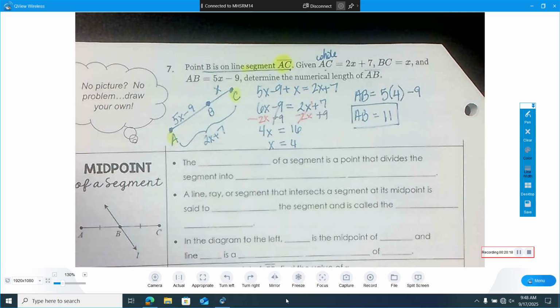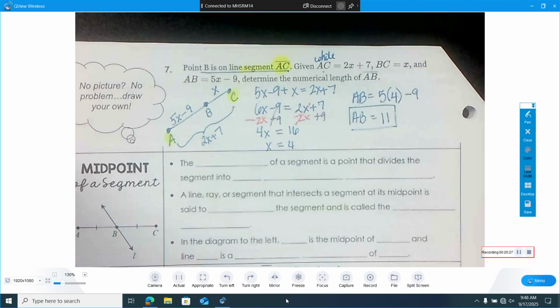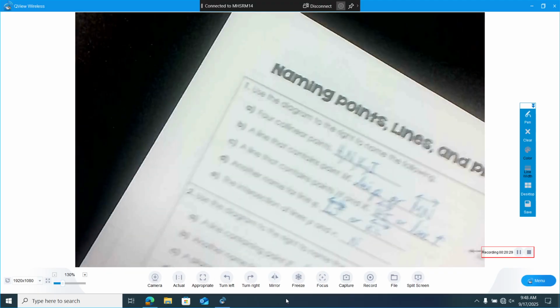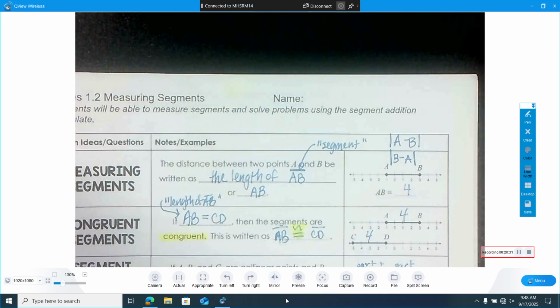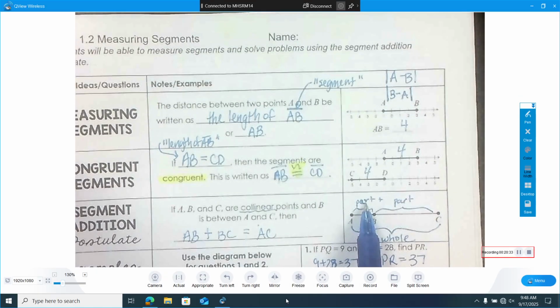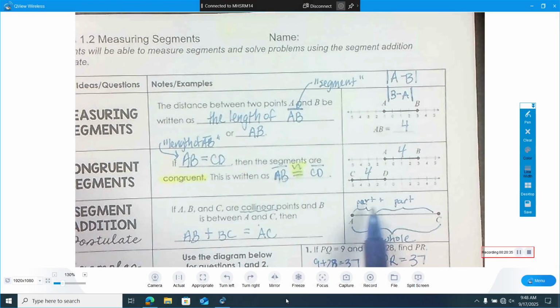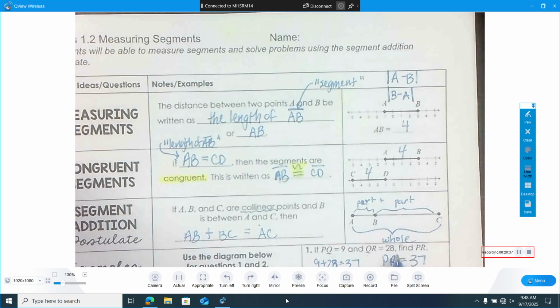Do you guys have any questions for me? What's the segment addition postulate? In the most simplified form, part plus part equals whole. That is the segment addition postulate. Part plus part equals the whole thing. And that's all we have to think about.